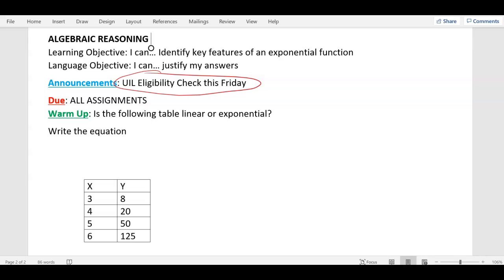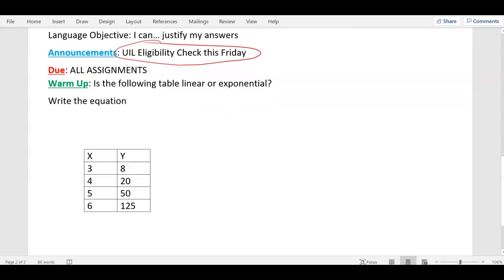But for this warm-up, to find the equation, we need to know two things, the multiplier and the starting point. So the multiplier, okay, well, first of all, is it linear? Does it add the same number each time? No, okay? 8 to 20 adds 12. 20 plus 12 is not 50, so it's not adding. But is it multiplying each time?